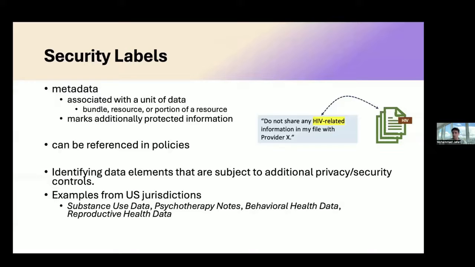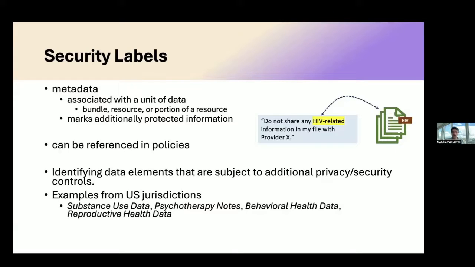So, all health information is covered by blanket policies that require it to be protected, but there are specifically sensitive types of information that require additional protection. And that's how data segmentation works, by assigning these labels to identify that data and also leveraging that metadata to make the additional measures for data protection. So the metadata can be referenced in policies. And so there are examples of that in the US jurisdiction.